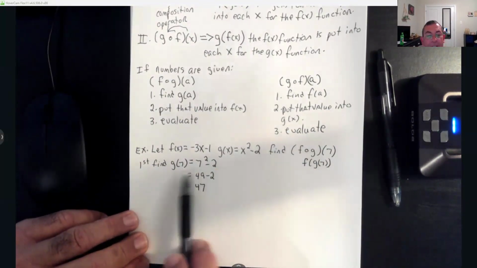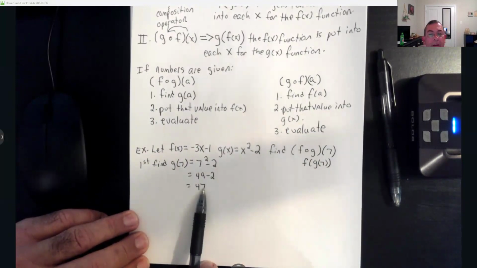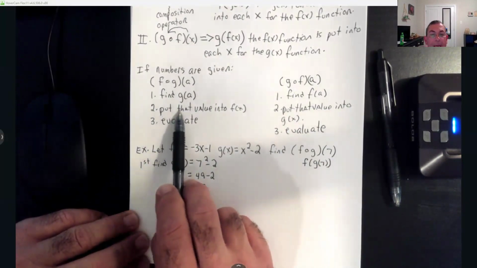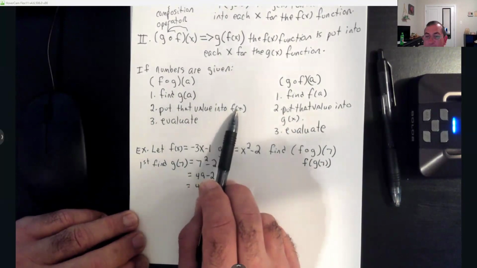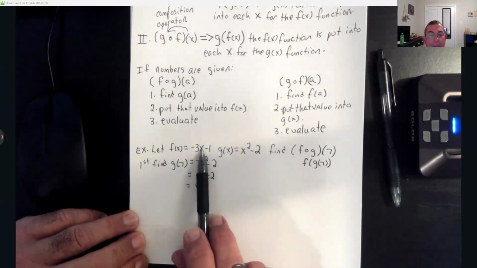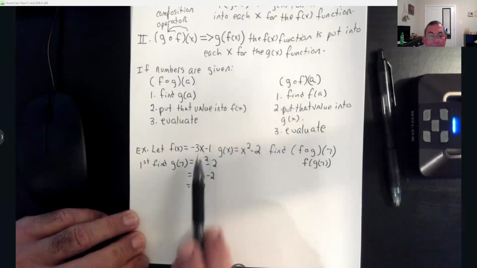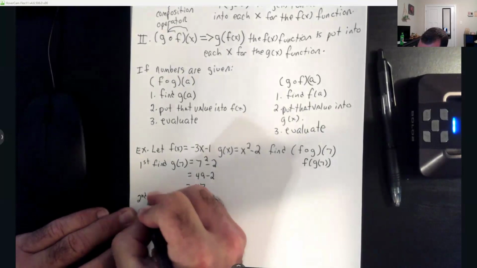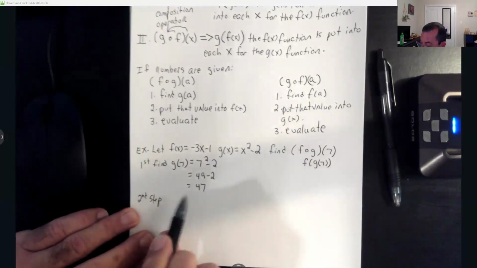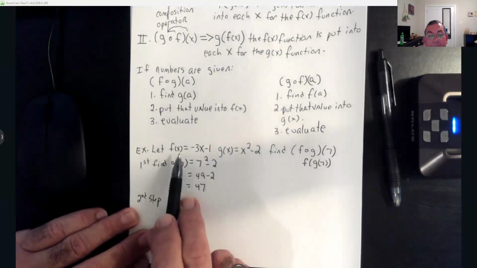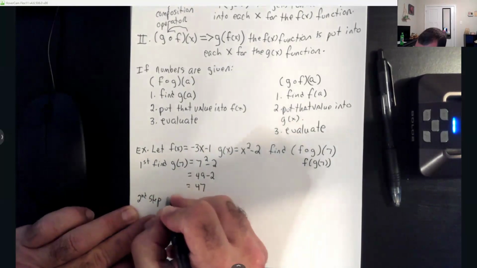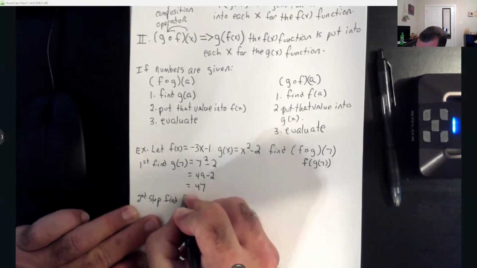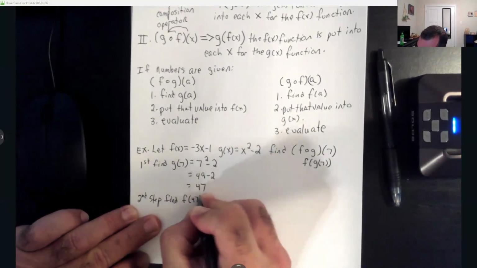So since g of 7 equals 47, we're now going to put that value into our f equation. My f equation was negative 3x minus 1. I'll replace that x with the 47. So my second step, since I'm putting a 47 in for the x, we're going to find f of 47.